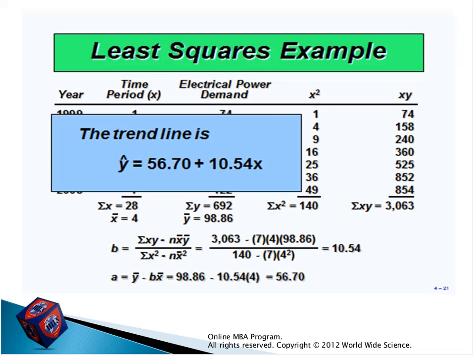56.7 plus 10.54 multiply X. This is a linear equation. 56.7 or 57 is, they are the same from a mathematical view, no problem.